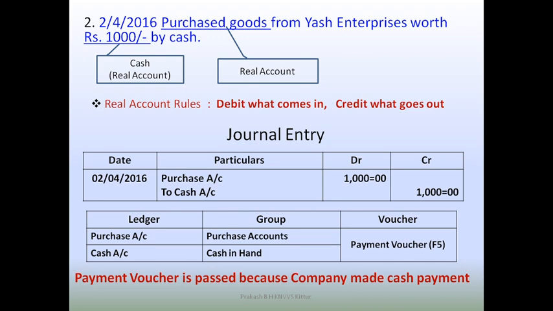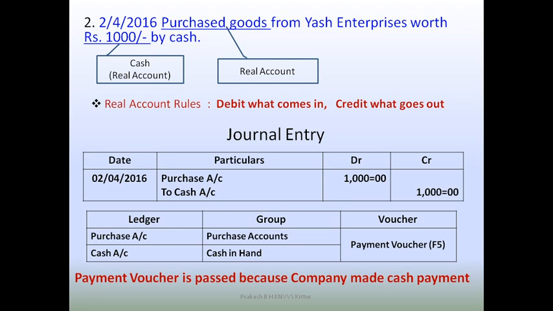The real account rule said that debit what comes in, credit what goes out. As for the journal entry, date 2/4/2016, particulars, the purchase account. We are creating the purchase account here, as goods are being purchased. Therefore we have created the ledger account, the purchase account, and debit it because the goods come into the company. So the purchase account comes under the debit side.